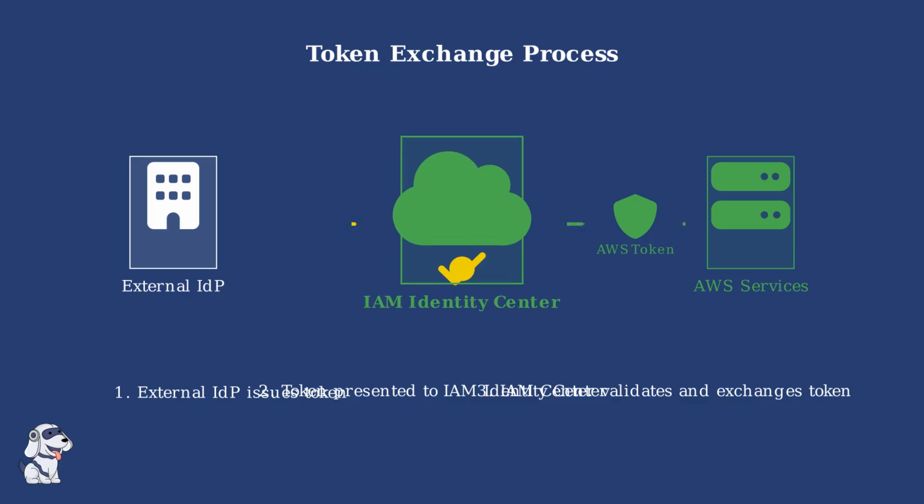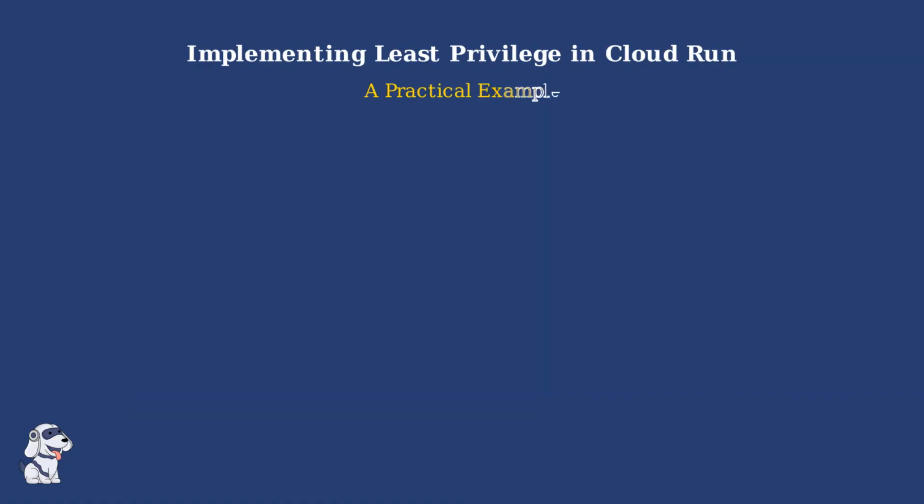The token exchange process provides a secure, standardized method for integrating external identity systems with AWS, supporting modern authentication patterns and zero-trust security architectures. Now we will examine a practical implementation of the least privilege principle in Google Cloud Run. This example demonstrates how to replace default service accounts with custom accounts that have minimal, specific permissions.